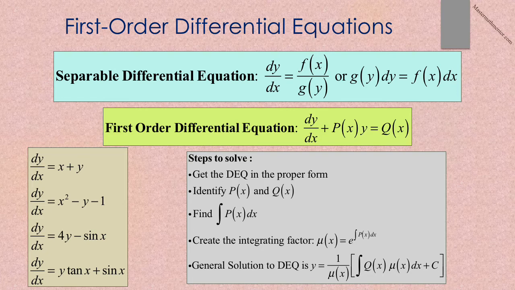Our general solution to the DEQ is simply y equals 1 over mu of x times the expression, the integral of q of x, mu of x dx plus c. Note that the c is inside the brackets and will ultimately be multiplied by 1 over mu of x.